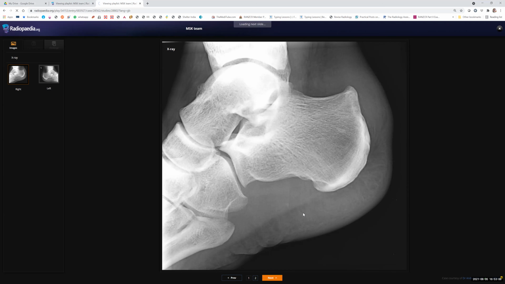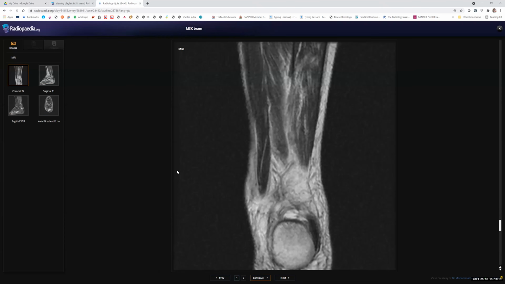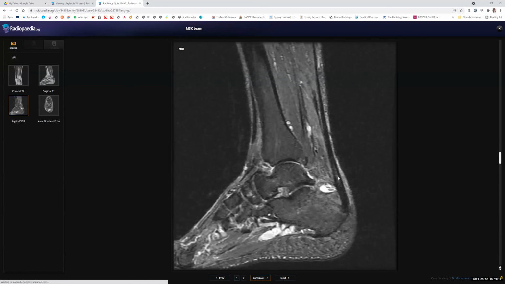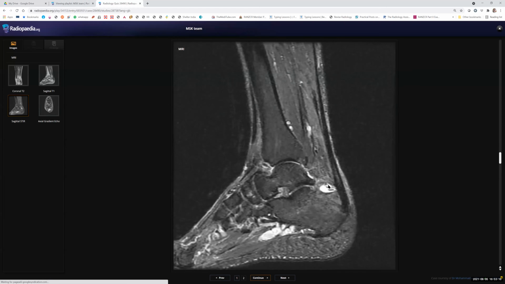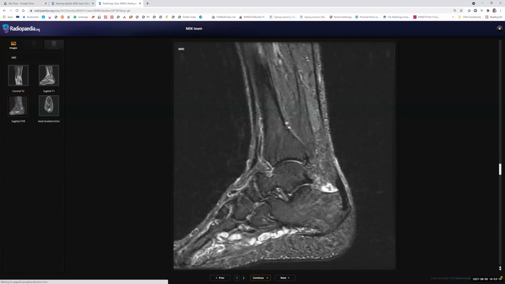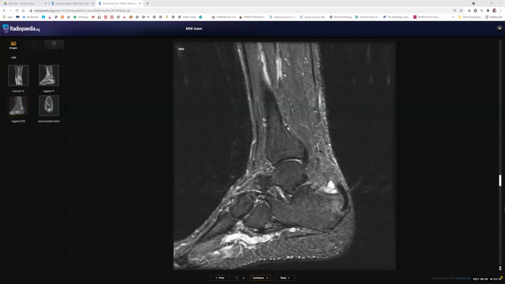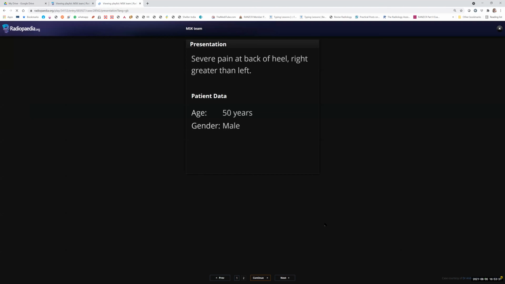This is not the same case, but on MRI you can see that the Achilles tendon is enlarged. There is retrocalcaneal fluid in the bursa, and also edema in the calcaneum here. Okay, so that is Haglund deformity, Haglund deformity with Haglund syndrome.